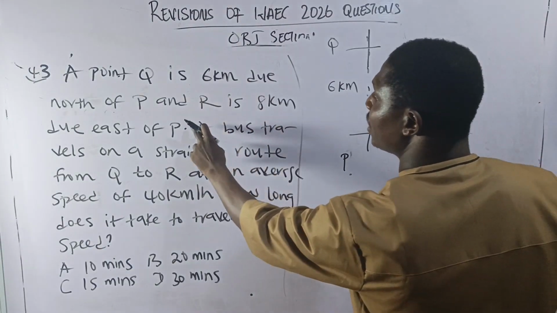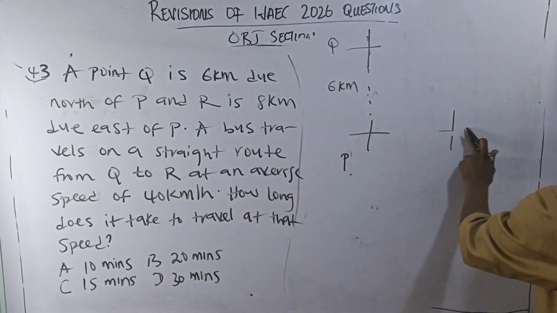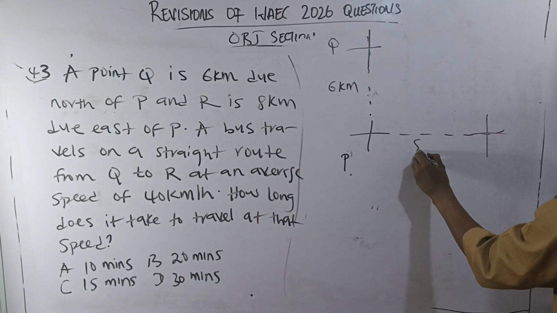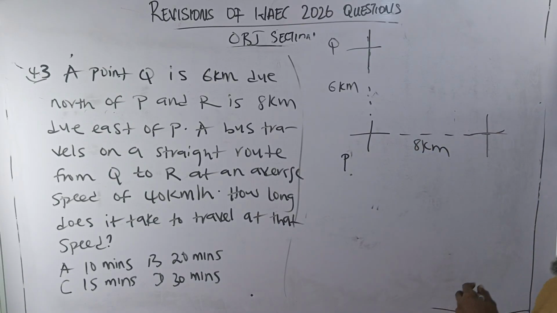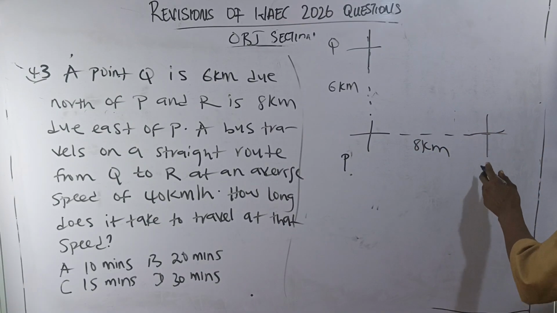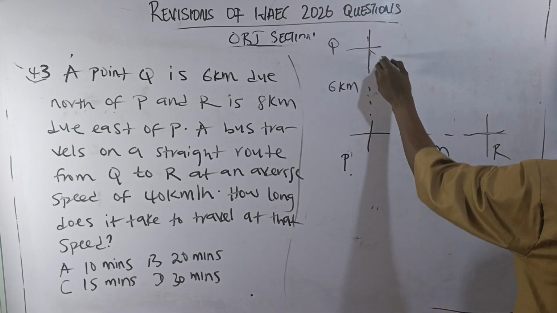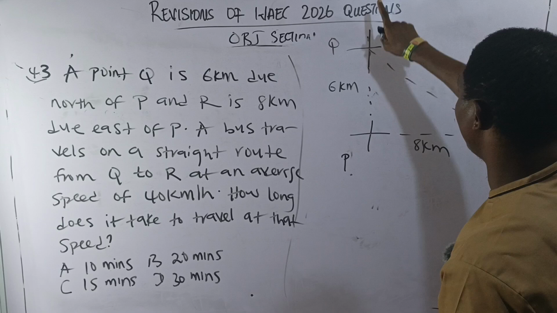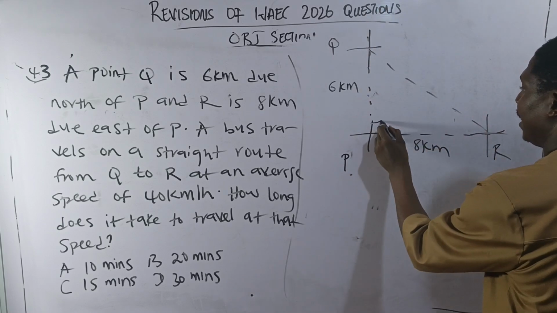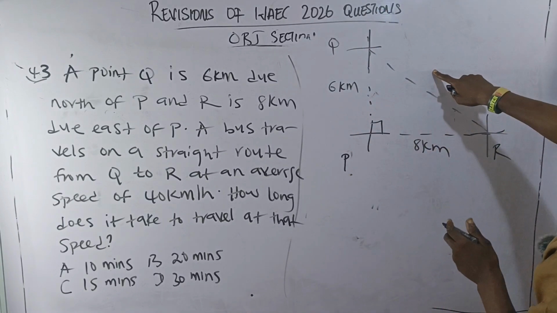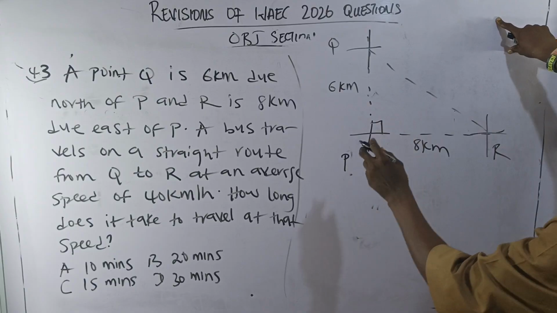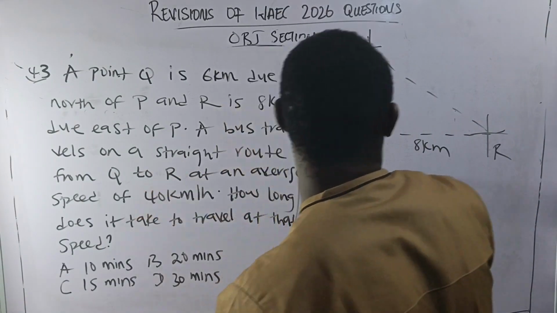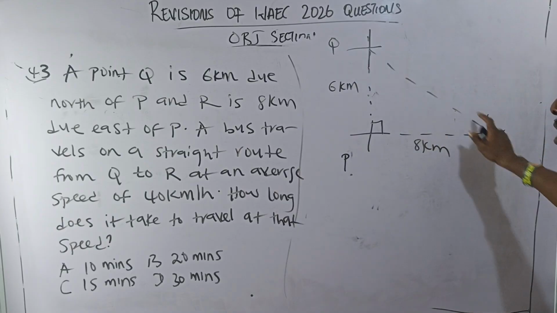R is 8 km due east of P. So this should be a little bit longer. 8 km. And this is R. So I can simply join this and this. And remember, northward and eastward, a right angle will be formed here. So this becomes my hypotenuse. It says a bus travels on a straight route from Q to R. Q to R. So this is the distance I'm looking for.